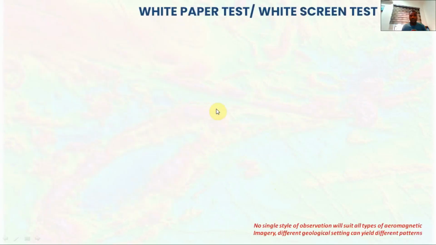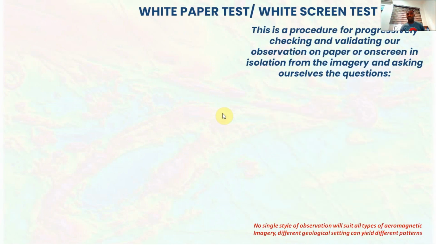Now, when you are interpreting, this is very, very important: the white paper test, or what we call the white screen test. This is a procedure for progressively checking and validating your observations on paper or on screen, in isolation from the imagery you are working with. Whenever you are working, you try to remove the image and look at the lines you are drawing, the observations you are making. Do they make sense to you? Do you think that structurally this is what is happening? The observations you are making, are they fighting each other?